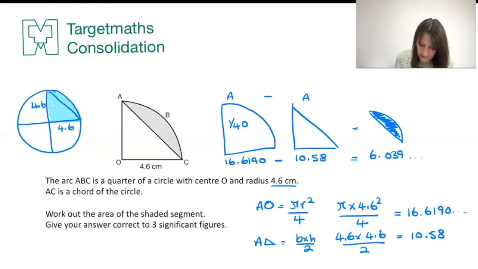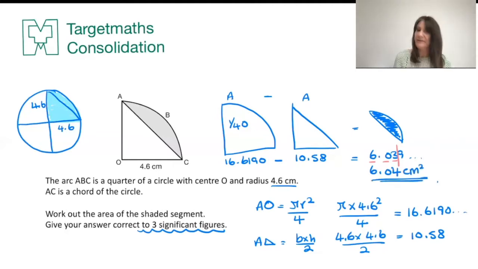Go back, always go back. What do they want the answer as? 3 significant figures. So I would go 1, 2, 3, cut. The 9 is going to create an add on the 3, 6.04. Now it's area, so it's centimeters squared, and that would be my final answer. So there's a lot going on in that question. There's a lot going on in a lot of these questions because they're obviously really at the higher end, aren't they? Okay, so next one.